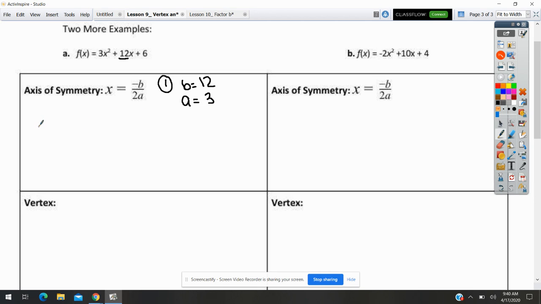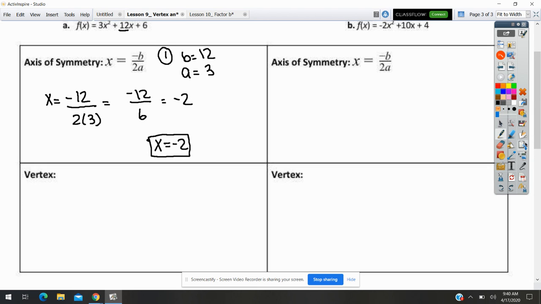So we're just going to substitute those values into the formula. So negative 12 over 2 times 3. So that becomes negative 12 over 2 times 3 is 6. And when you divide negative 12 by 6, you get negative 2. So our axis of symmetry is x equals negative 2. Okay, that's the equation of our axis of symmetry.